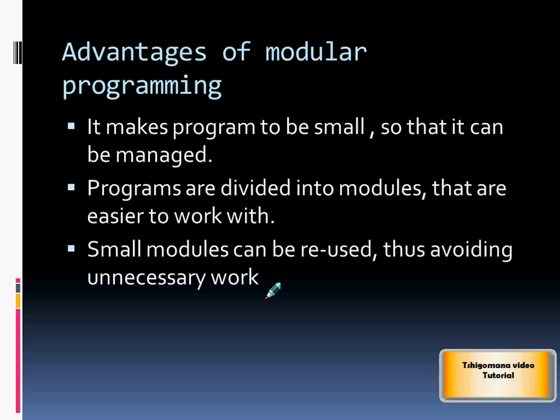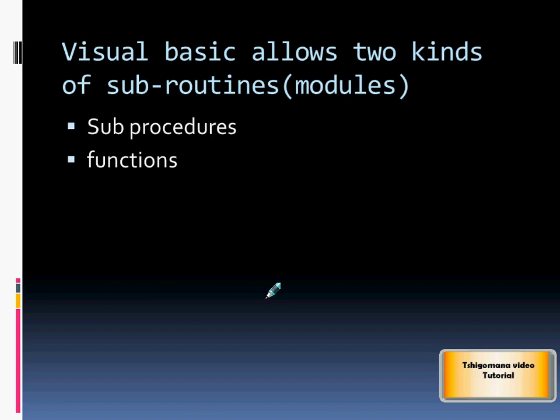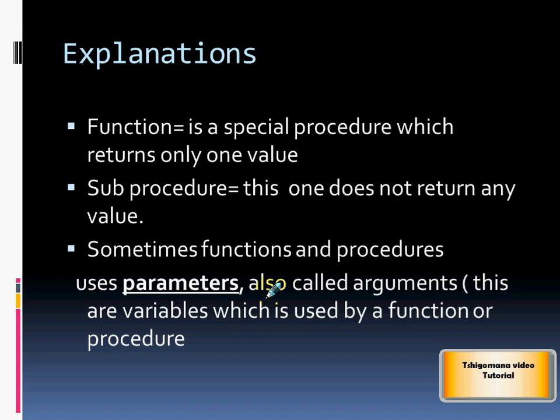Now, Visual Basic allows two kinds of subroutine modules. In other words, in Visual Basic, we have sub-procedures as well as functions. A function is a special procedure which returns only one value, and a sub-procedure does not return any value. Sometimes functions and procedures use parameters. Parameters are also called arguments. These are variables which are used by a function or a procedure.